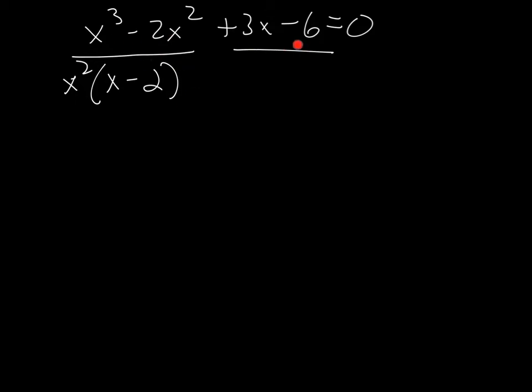Now I'm going to look at these 2 and GCF. GCF over here, we're going to put a plus because that's what the sign is, and then 3. The GCF of 3x minus 6 is 3, and we're left with x minus 2.